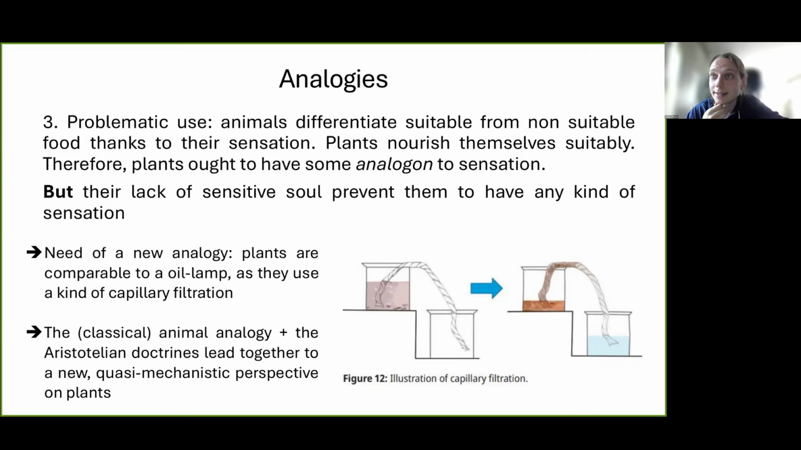This leads Cesalpino to consider different models of explanation in order to explain this selective feeding in plants. He considers comparing plants with magnets, with a goat skin, and lastly with an oil lamp with a wick. The latter will actually be retained in Cesalpino's explanation. Just as oil lamps, plants are able to select their food through a kind of capillary filtration. So the combination of the classical Aristotelian animal analogy with the actual Aristotelian doctrine, as it can be found in the De anima, leads to a new quasi-mechanistic perspective on plants.